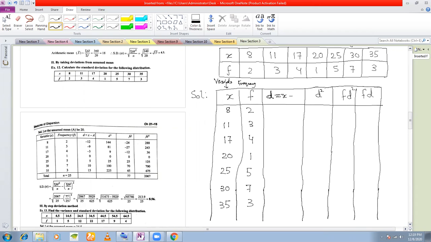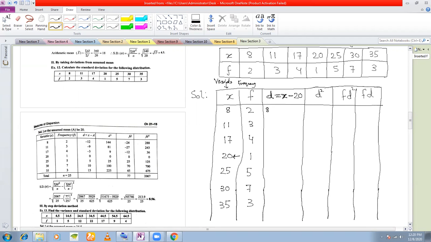Remember, when we take the deviations, we will always take it from somewhere in the middle of x. Remember in your class 10, just as in mean we were taking deviations about the middle value, and in the previous problem also we took the deviations about the middle value. Here there are 7 observations, and the middle observation is 20. So we're going to take deviations about 20.